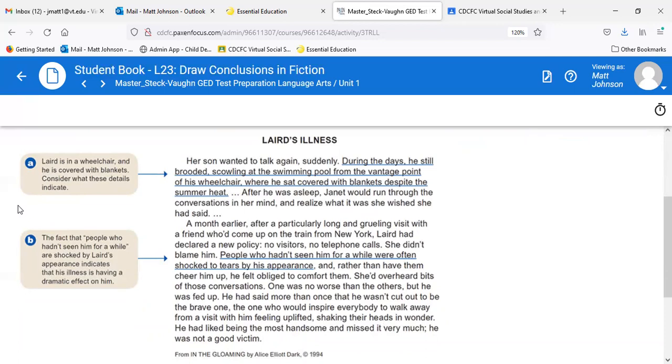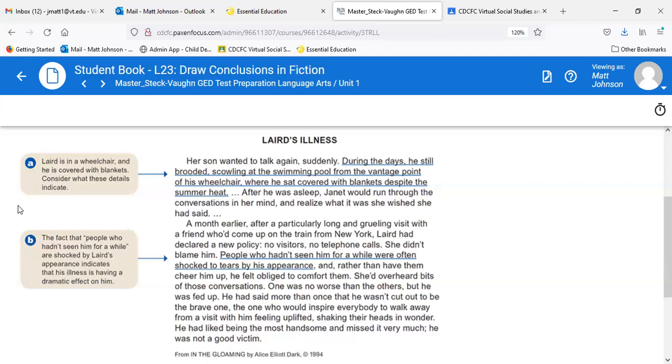It says her son wanted to talk again suddenly. During the days, he still brooded, scowling at the swimming pool from the vantage point of his wheelchair, where he sat covered with blankets despite the summer heat. After he was asleep, Janet would run through the conversations in her mind and realize what it was she wished she had said. A month earlier, after a particularly long and grueling visit with a friend who'd come up on the train from New York, Laird had declared a new policy: no visitors, no telephone calls.